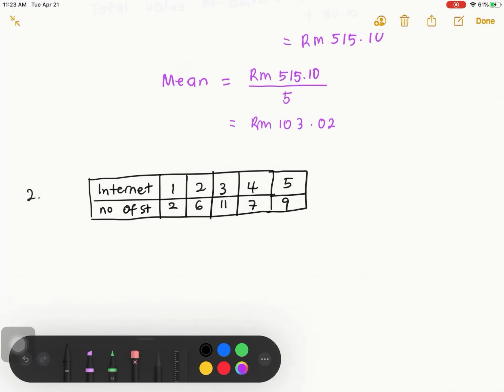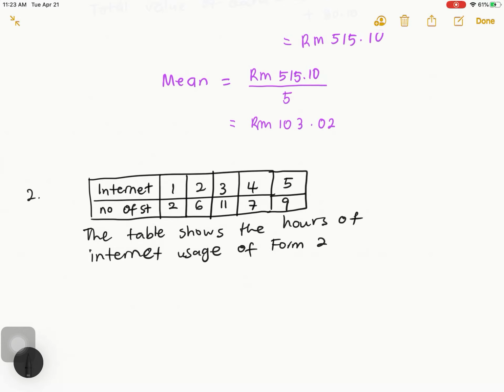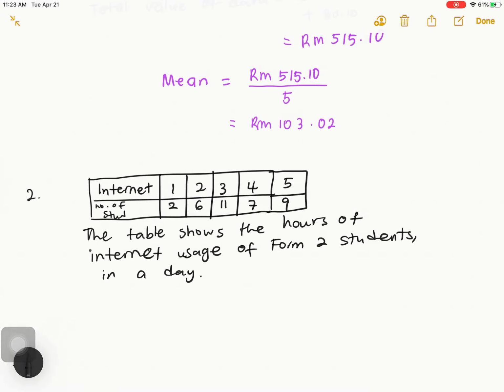I need to rewrite this first. The table shows the hours of internet usage in a day. What do you do with your internet? Did you use it for your own good? To do research? Or to do TikTok? Or YouTube? Okay, so this shows the number of students, and this is the internet usage. In this case, you cannot just calculate number of students divided by internet usage.